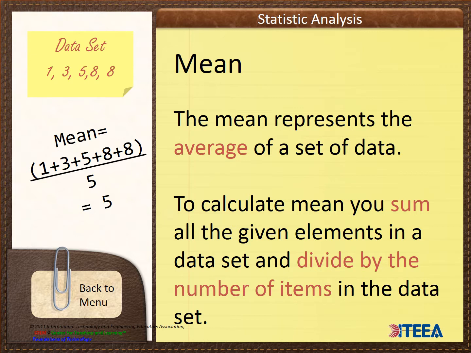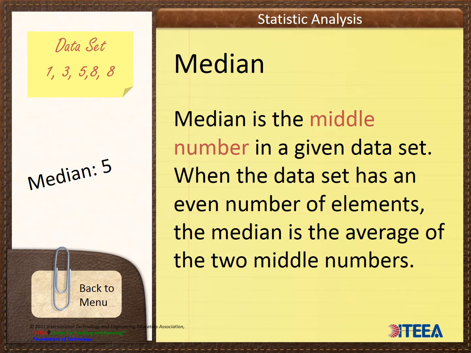Now, the mean. The mean represents the average of a set of data. So to get the mean, you sum all the data in your set of data. You divide it by the number of items in your data set. Okay? That's the mean. What's next, guys? What's the median? What does it say if it says the median? The middle is right. Okay, the max. The max would be the highest.